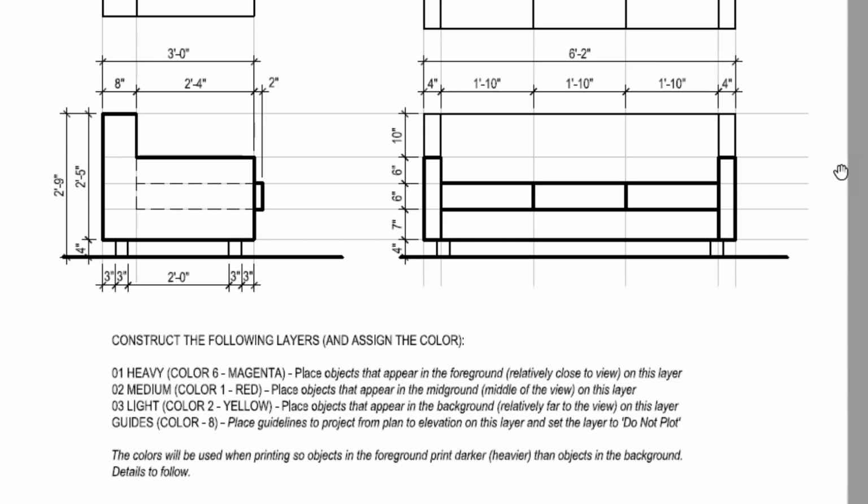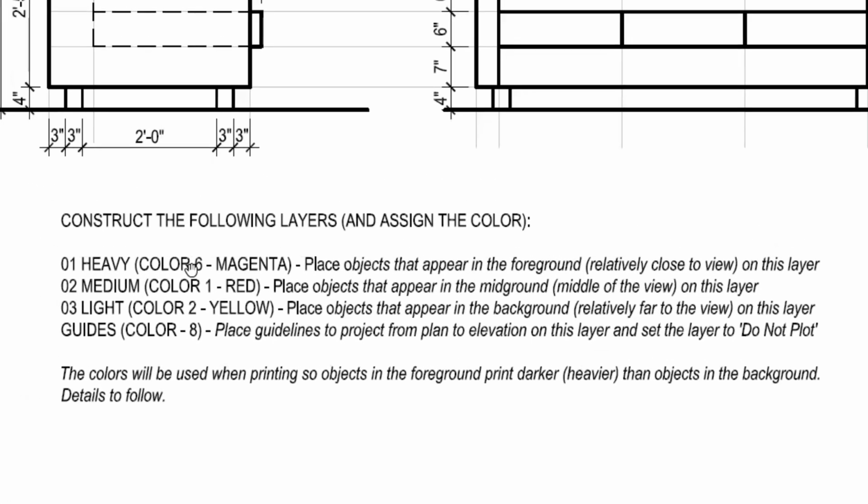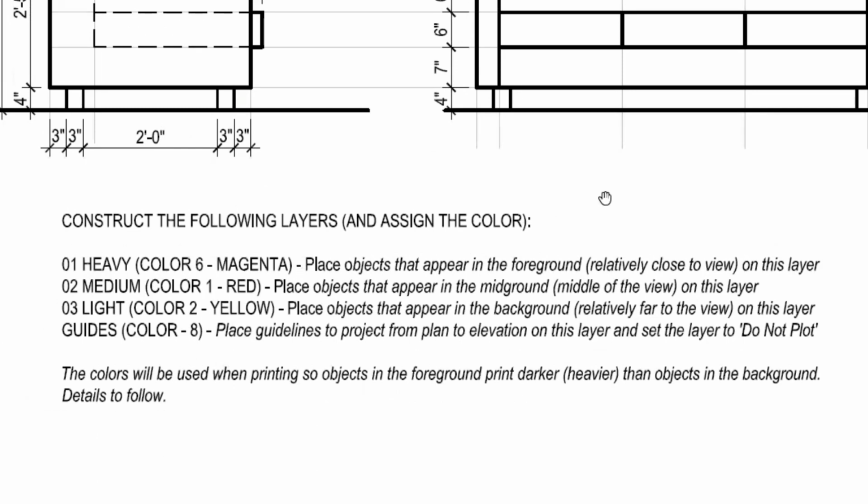And this close and far is very relative. Let me zoom in here for just a moment and show you. First of all, these are the layers, and I will show you how to set these up. Then I want you to see how the objects that appear heavy, which are closest to us, are going to appear in the foreground. They're going to have this color 6, which is magenta.